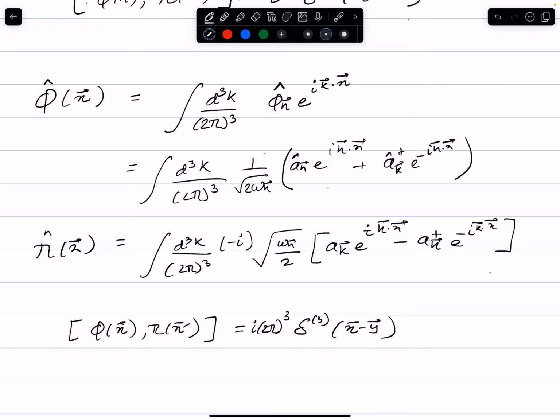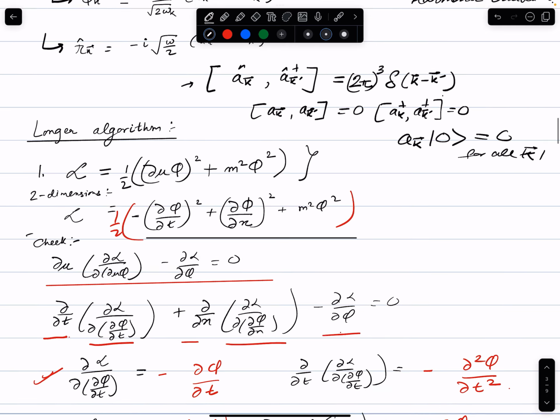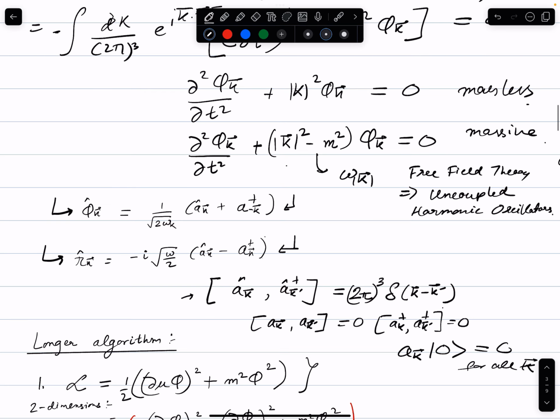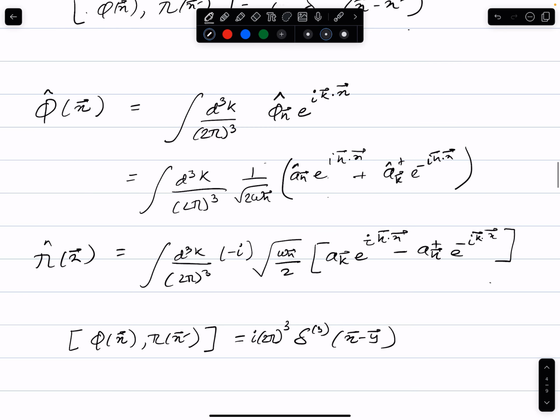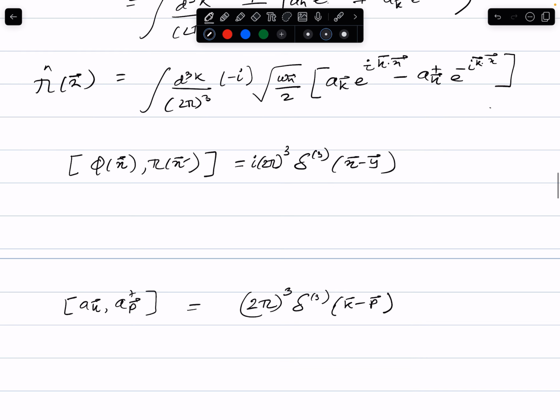This is the same kind of relation we had written down previously here for phi k. So if you just make this replacement for phi k and pi k, here you will get these terms. Now all we want to check is that these commutation relations that we imposed are equivalent to these.